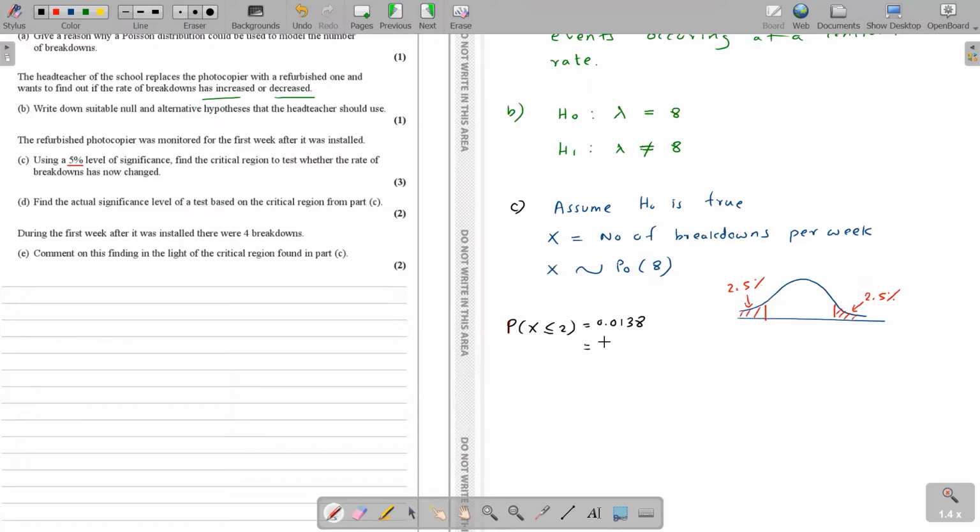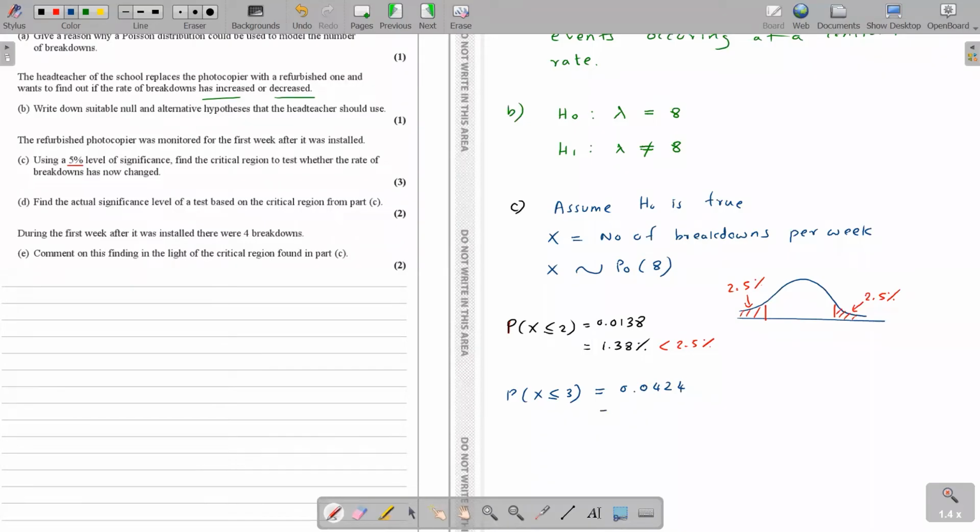0.0138, which is 1.38%. And which is what? Less than the 2.5%. The other one, you have to write it and show. The other value is what? X is less than or equal to 3 because we need to show the value that is in and outside. So what is it?